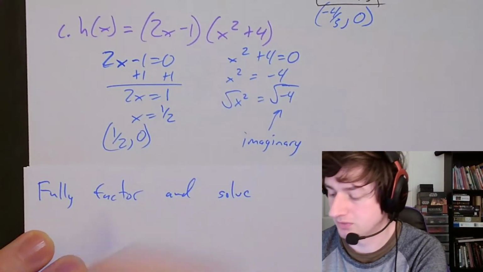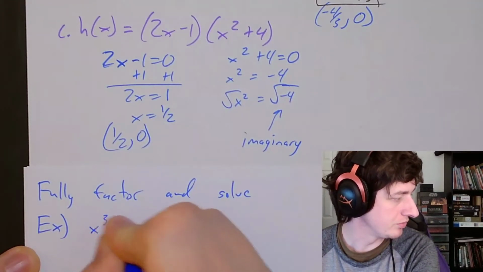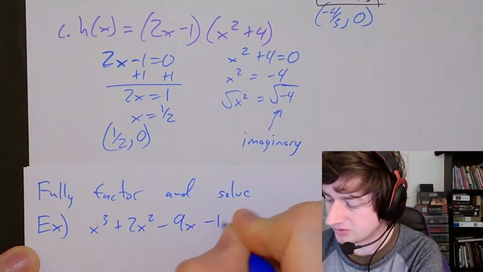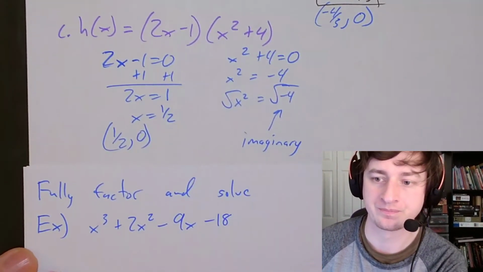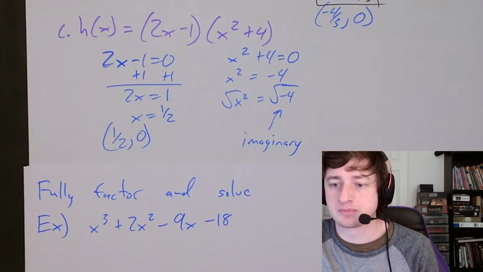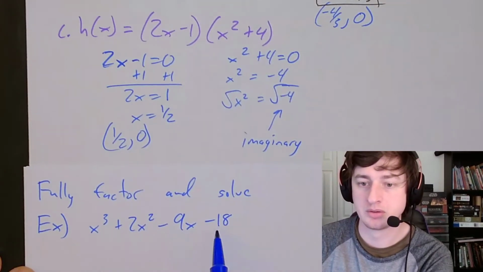Fully factor and solve. We've got x cubed plus 2x squared minus 9x minus 18. There's no greatest common factor here. Each term doesn't have something in common.